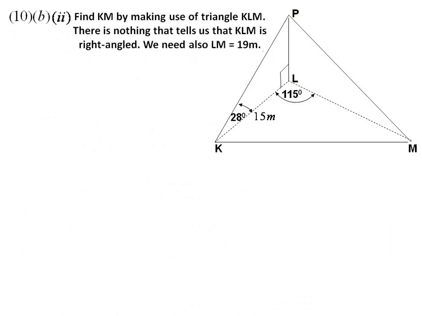Find KM. That is what we are finding now, KM. Find KM by making use of triangle KLM. There is nothing that tells us that KLM is right angled. We also need LM, which is equal to 19. Put that in, 19 meters for LM, and we need to find KM. And the triangle is not right angled. It cannot be right angled. Impossible to be right angled because this angle is greater than 90.